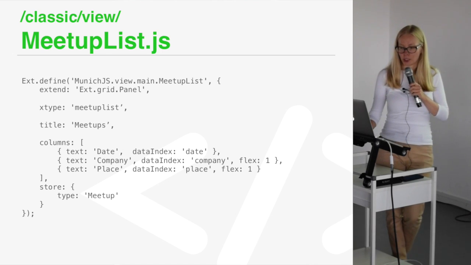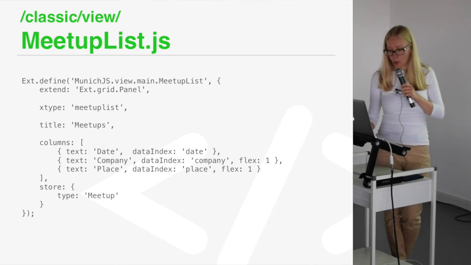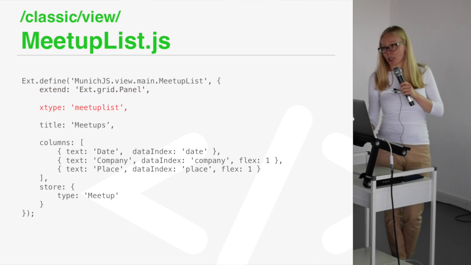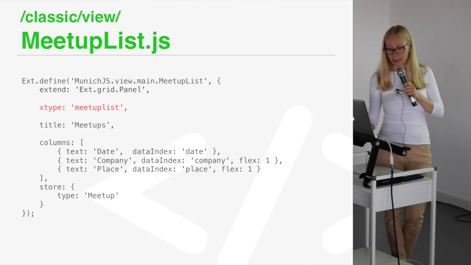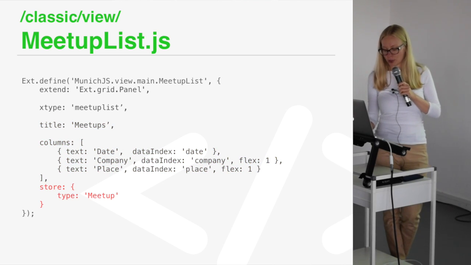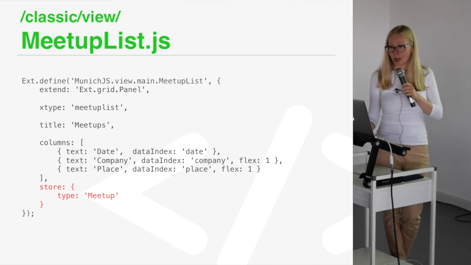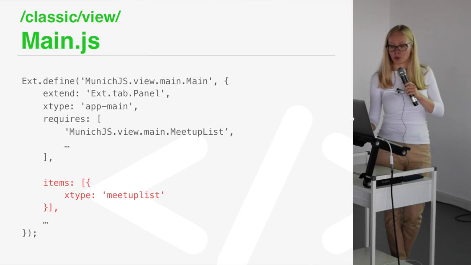It's a standard ExtJS class definition. Our meetup list extends a grid panel. Xtype is just a reference that we will use later to refer to our meetup list. And we need to configure our grid with a title, a column list, and stores, more about stores later. And that's it, our view is ready. We need to add it just into the items array of the main view.